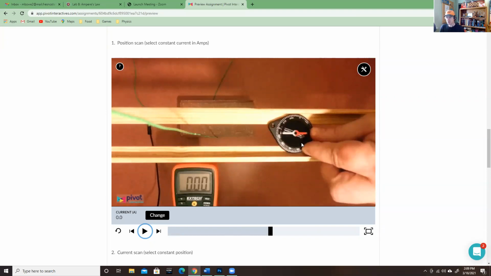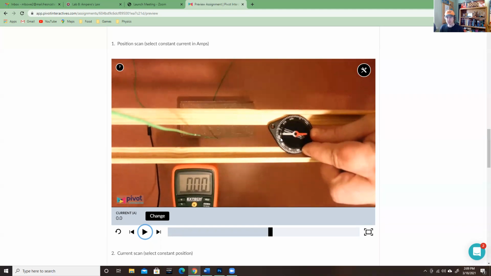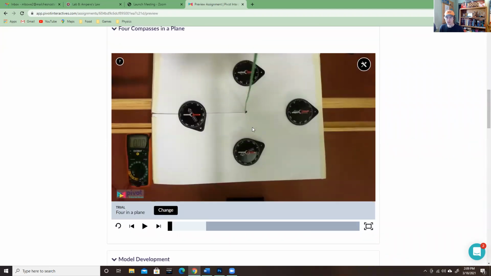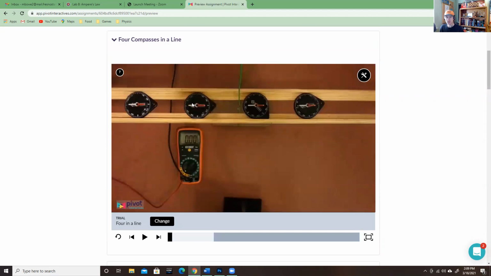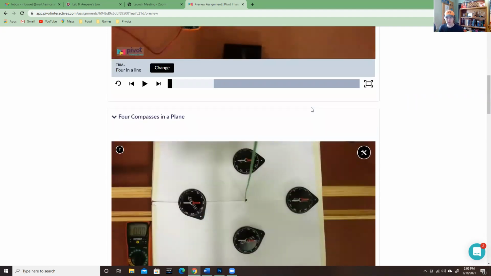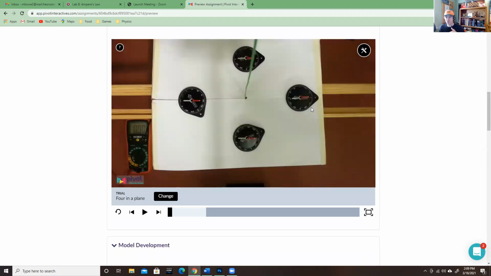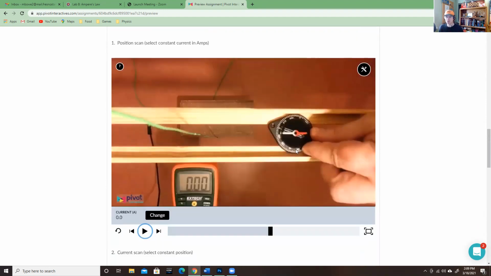And you see that the needles are pointing, the red side is pointing north. It's aligned with Earth's magnetic field. That's the same with all of these. They're all pointing the same direction because they're lined up with Earth's magnetic field. This is just everywhere in space around Earth, and all of these compasses are orienting themselves to align with that.